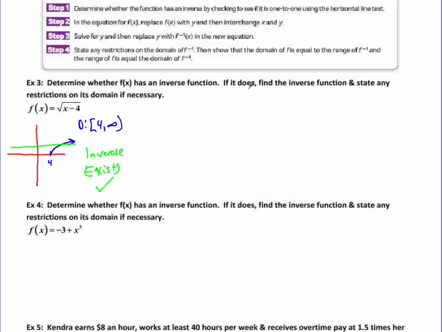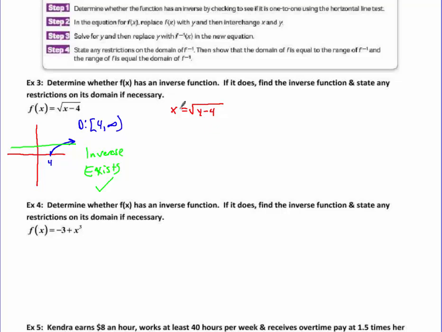Okay? If it does, find the inverse function and state any restrictions on its domain if necessary. So we're going to take our x's and y's and we're going to switch them. So we're going to write x equals square root of y minus 4.